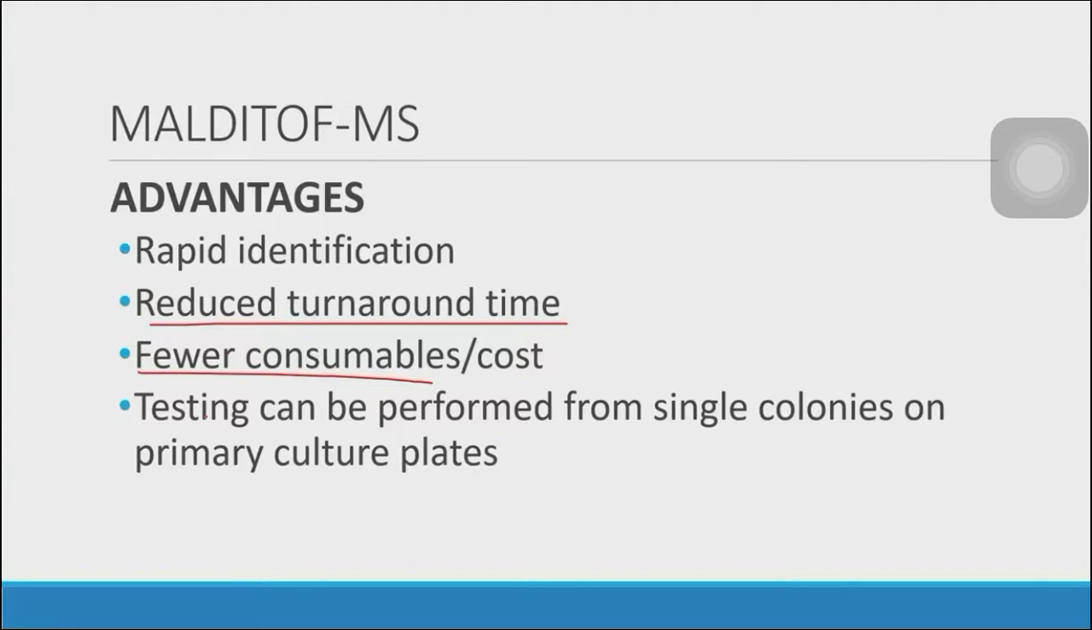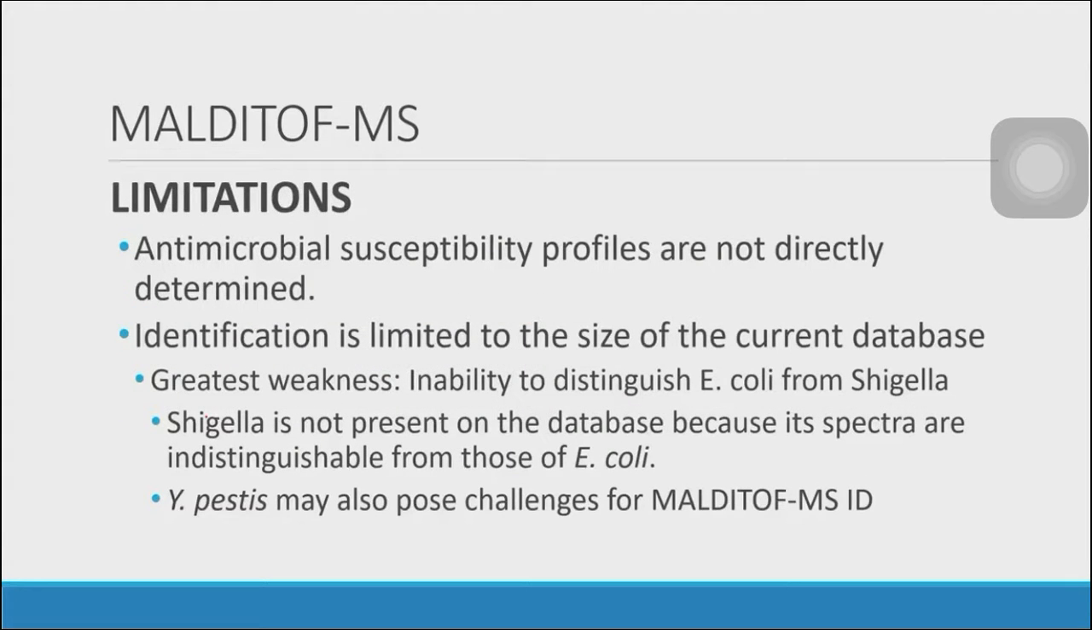So, ano naman yung mga limitation o yung pagkukulang nitong MALDI-TOF MS? Okay, so although it is used for identification, the antimicrobial susceptibility profile from MALDI-TOF MS is not directly determined. So usually, pang identification lang talaga to si MALDI-TOF MS. Paano na yung ginagawa ng antimicrobial susceptibility test? Gumagamit ka pa rin ng ibang machine. Usually, MALDI-TOF MS yung mag-identify, tapos ibang mga machine yung gagawa ng AST.